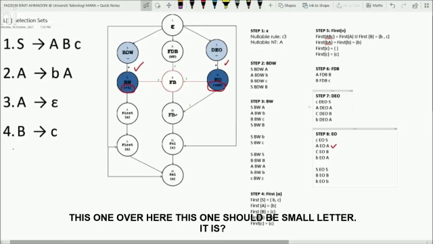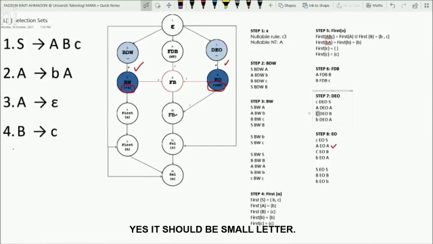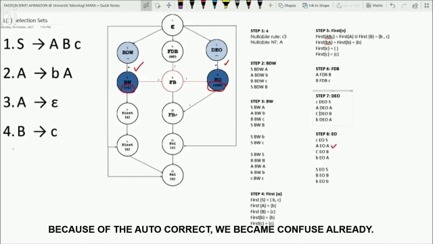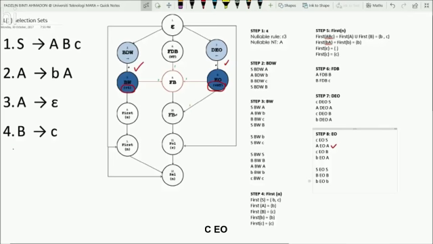This one over here, this should be small letter, is it? Yes, this should be small letter. Sorry, because of the autocorrect, we became confused a little bit. Okay, so C, E, O, C. So this is the list for our EO.